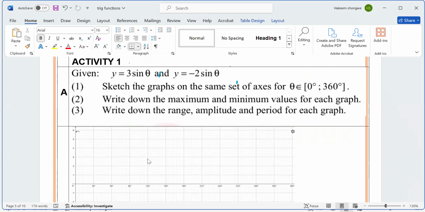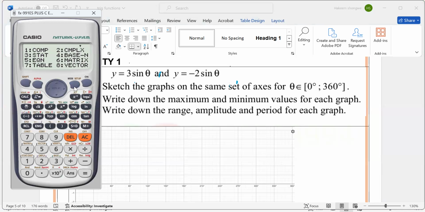So we go to mode, you know. By now we know how to get to mode. Table, you know? Table is 7 in this case. I have 3, you know? And then I have sine alpha x. Close the bracket, you know? Equals to. Where do we start?